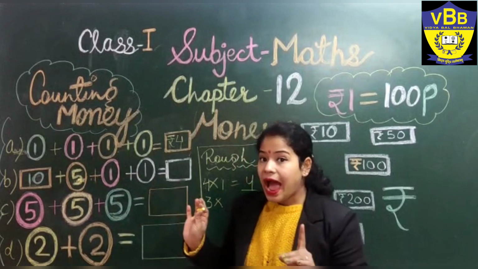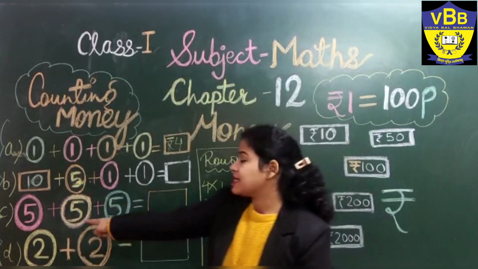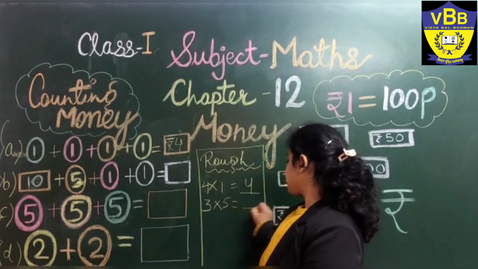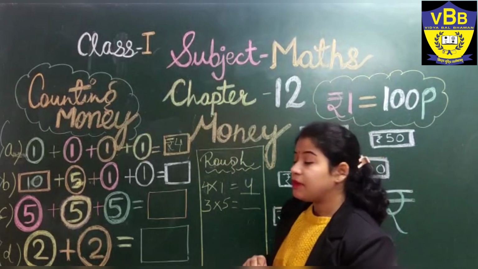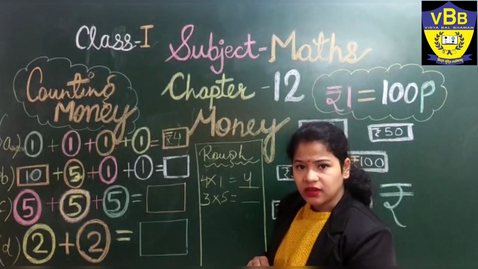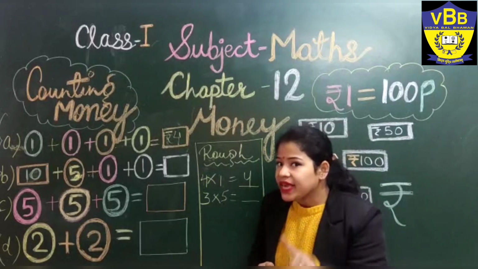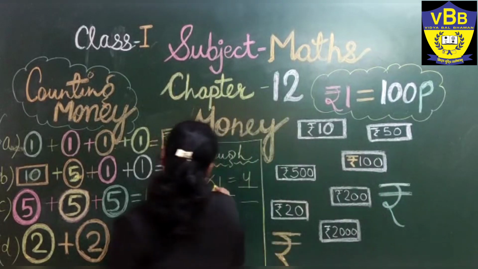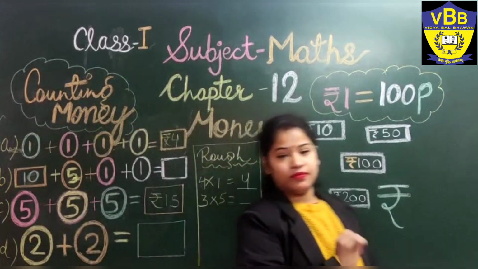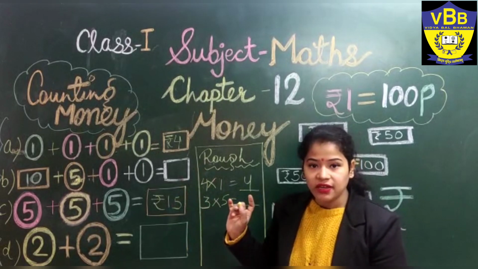And what is the value of the coin? That is 5. So I write here 5. So what will be the answer? 50? No, very wrong. It will be rupees 50. Is it correct now, rupees 50?